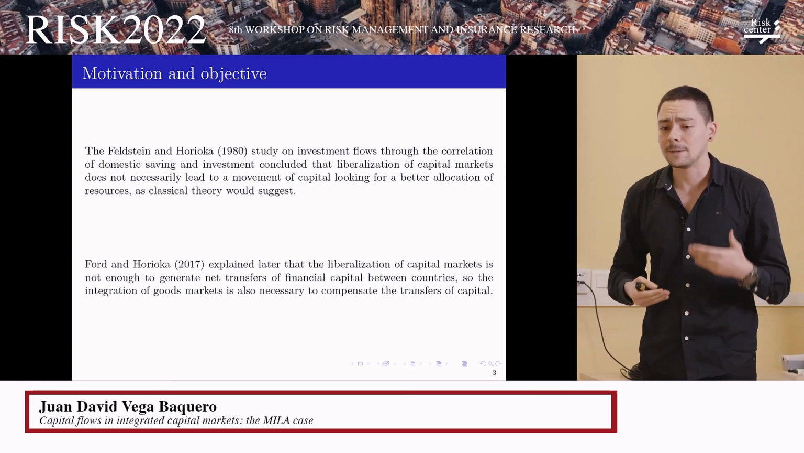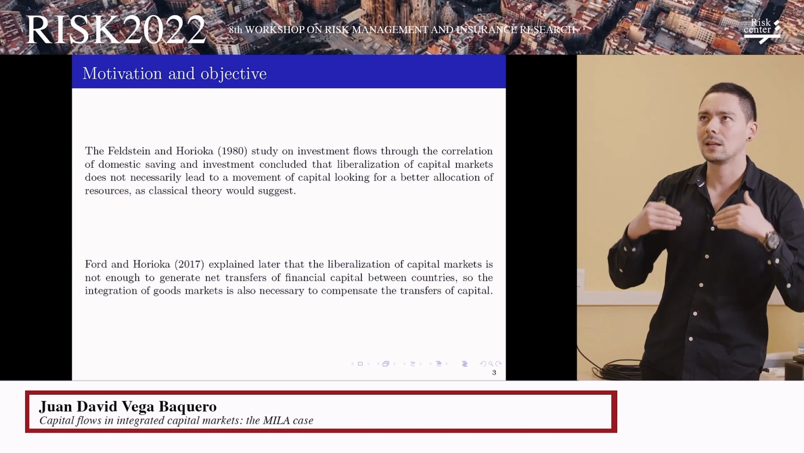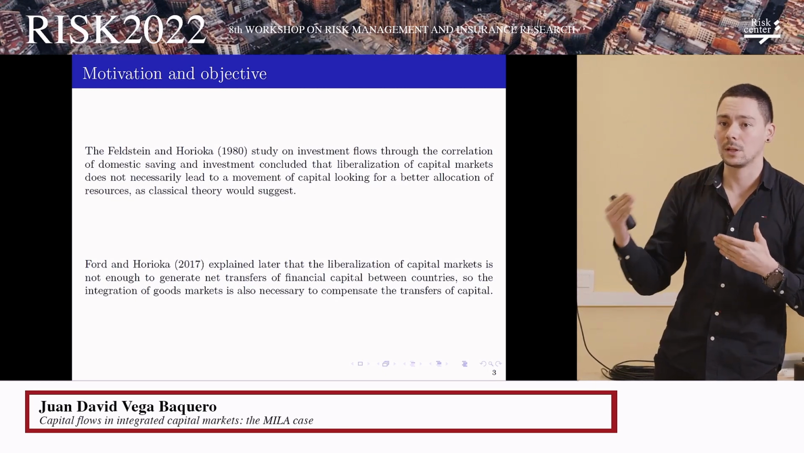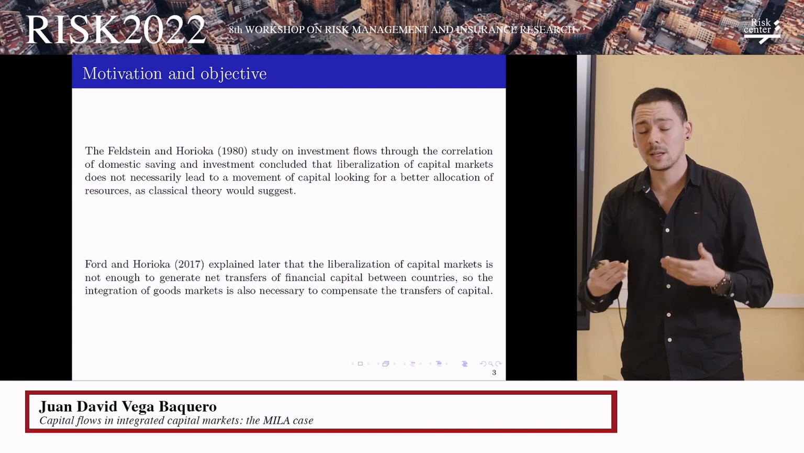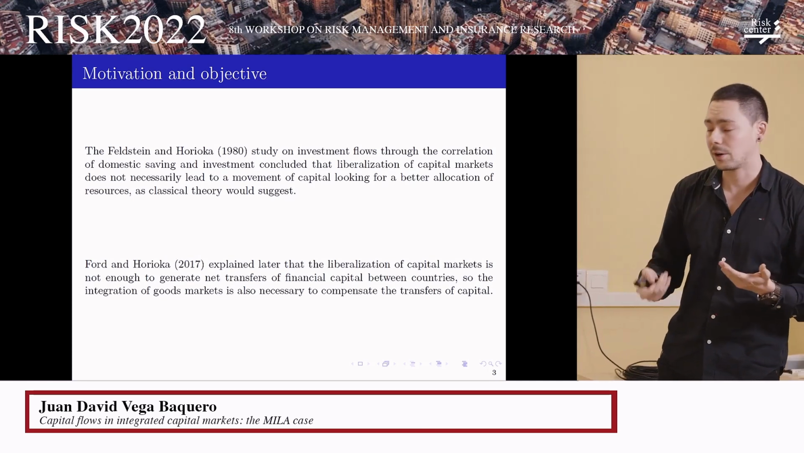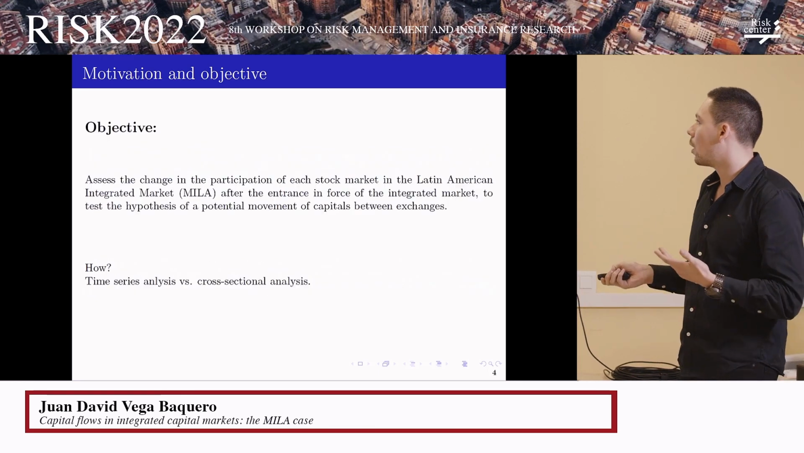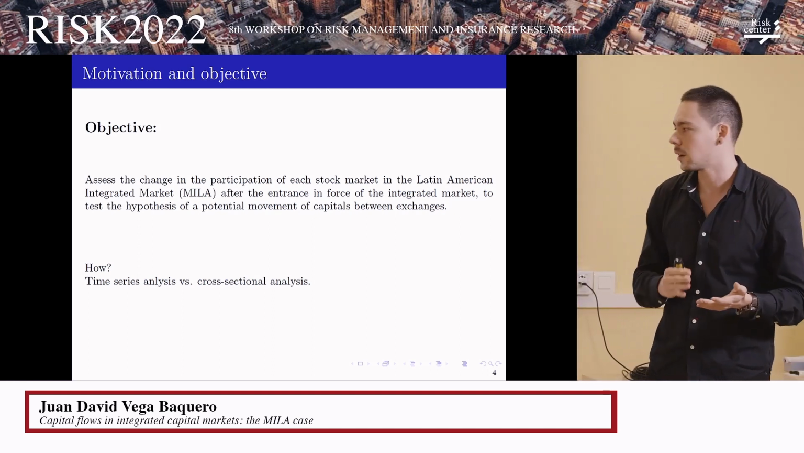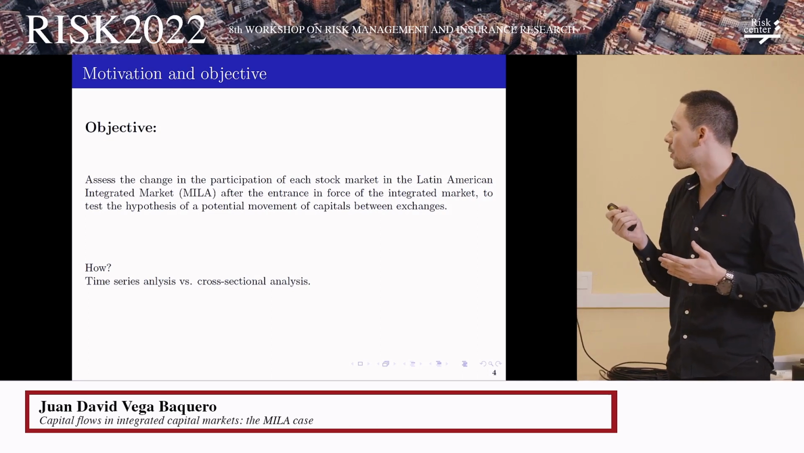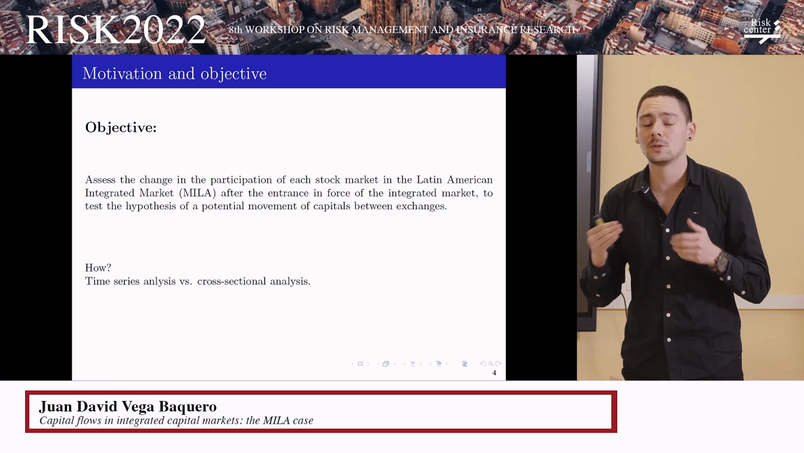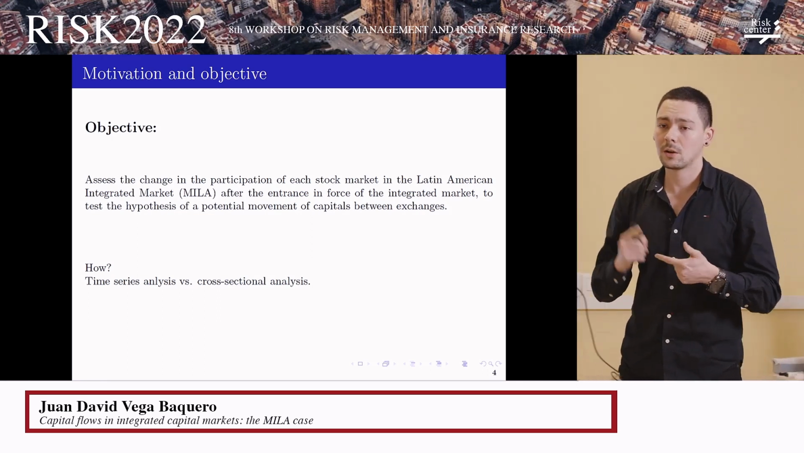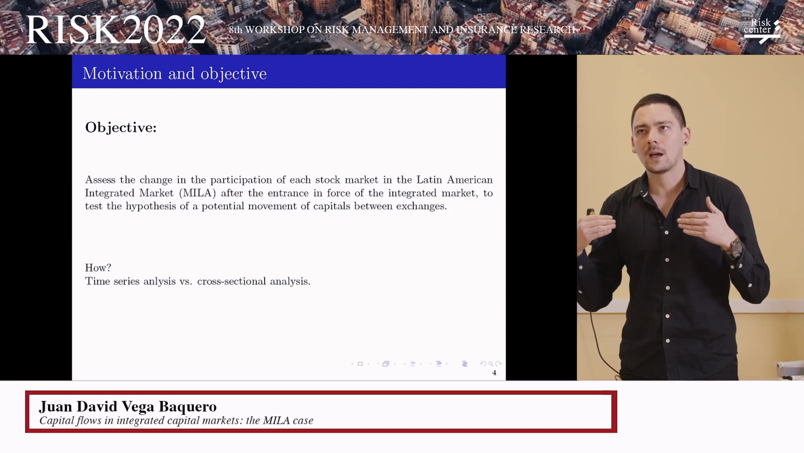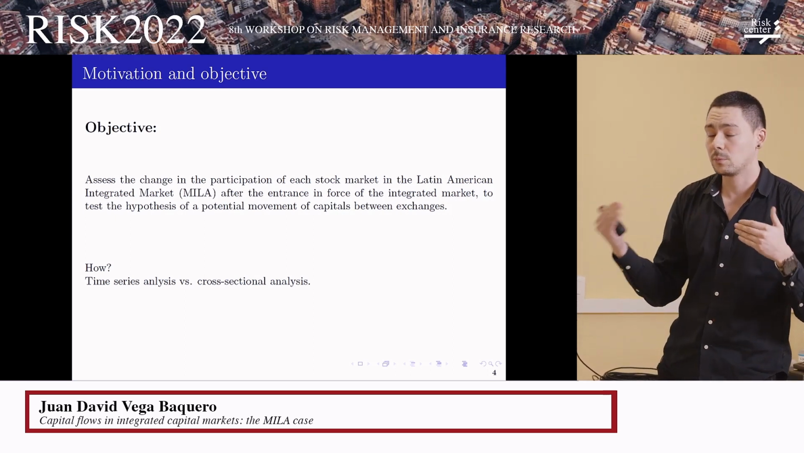Afterwards, in 2017, Ford and Horioka explained that a good reason for this could be that capital market liberalization is not enough to produce capital movements, but there is also need for liberalization in other markets, such as the labor market and goods markets. So starting from this, we will try to assess in a very specific setting whether this hypothesis holds or not. We'll check the Latin American integrated market, MILA, which is an integrated market between four stock markets from Chile, Colombia, Mexico, and Peru. And we will try to see whether the integration of these countries led to a movement of capital between them.